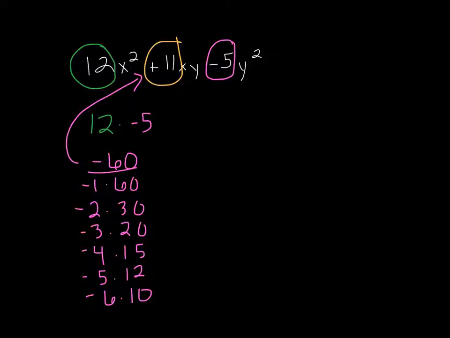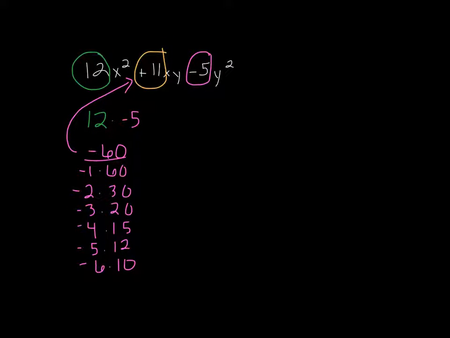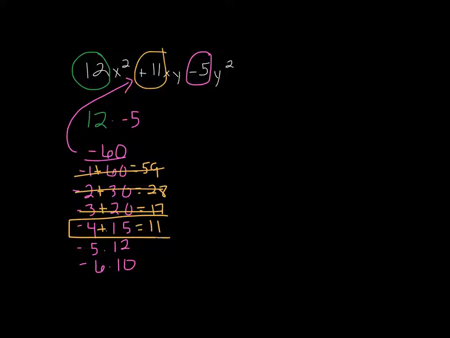Now we need to see which one will add to equal the 11 that we have for B. So negative 1 plus 60 is 59. That does not work. Negative 2 plus 30 is 28. That does not work. Negative 3 plus 20 is 17. That does not work. Negative 4 plus 15 is 11. That's what we're looking for.